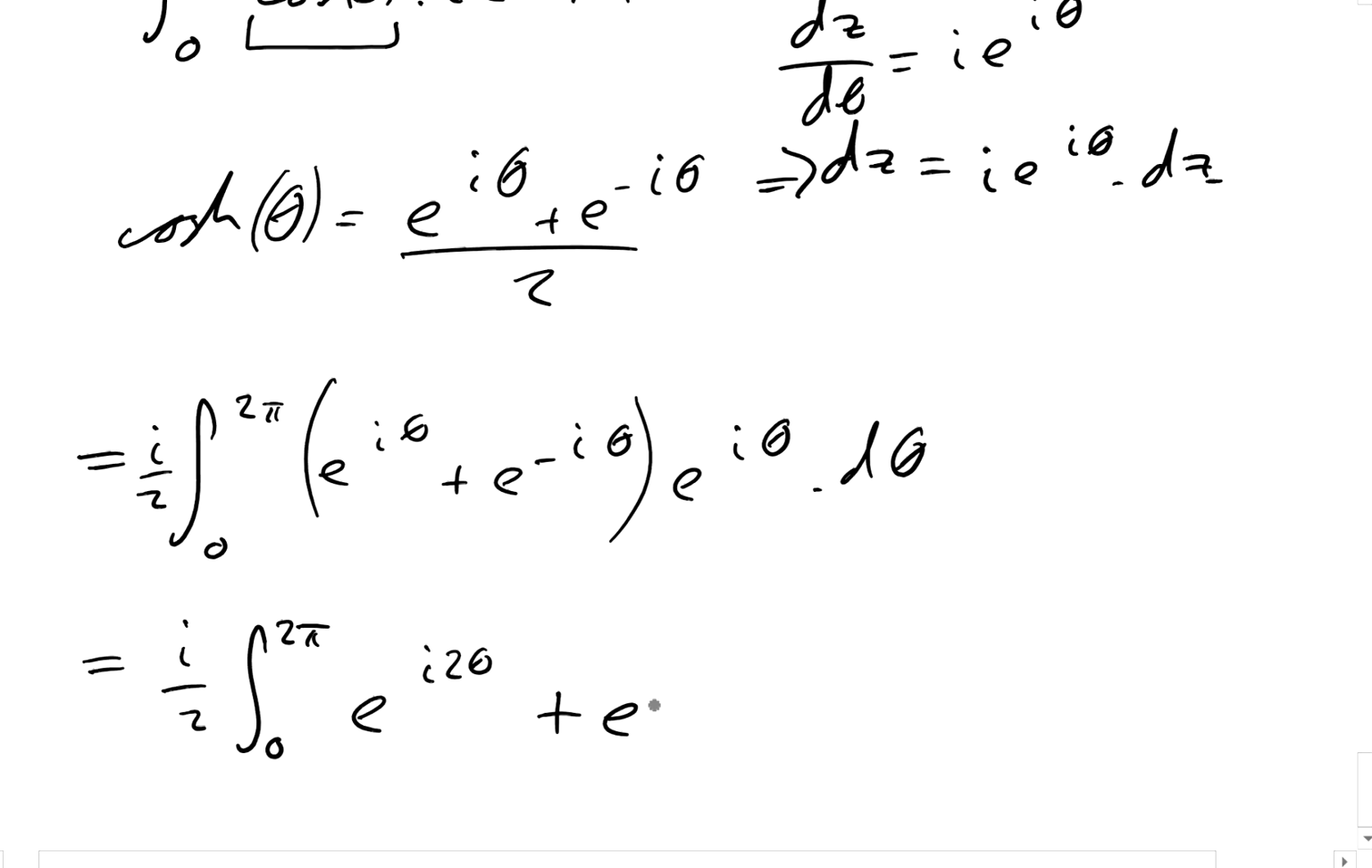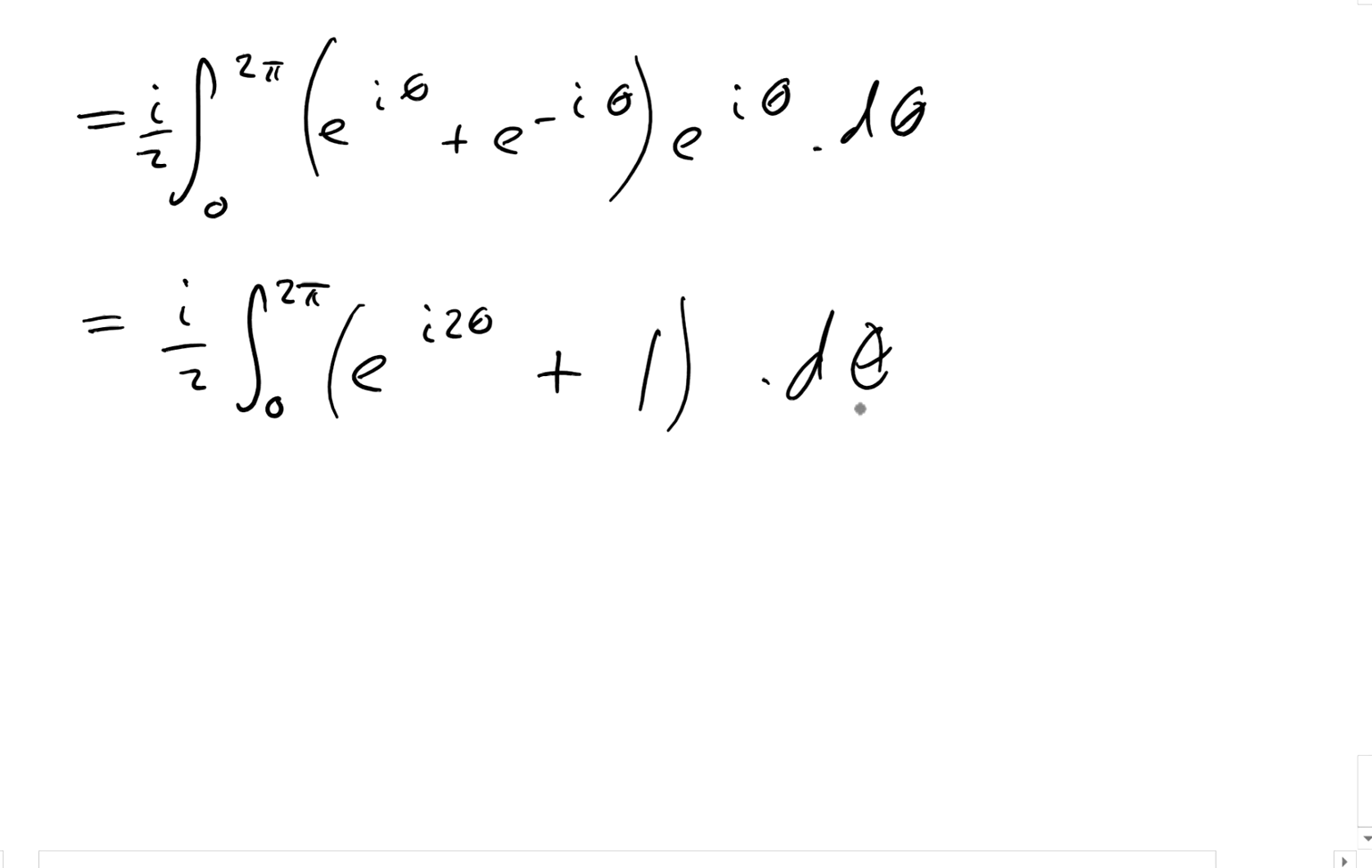Plus, this is e to the i theta minus i theta times e to the i theta. So I can just add these powers together. Well, obviously they're going to cancel, they're going to go to 0. So I've got e to the 0, which is just 1, and that's times d theta. Still got i over 2, a little bit more work to do.